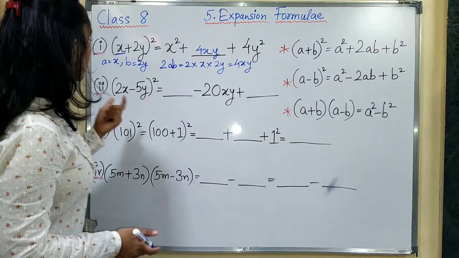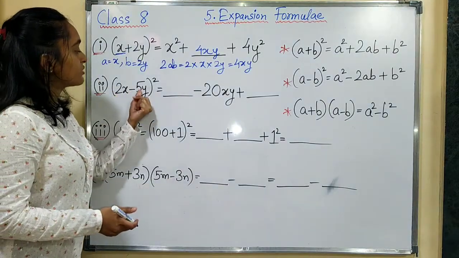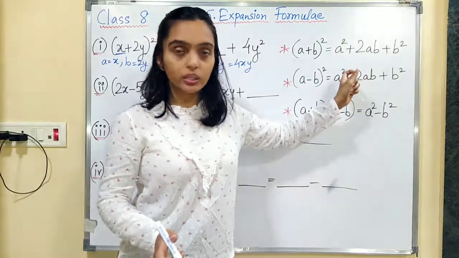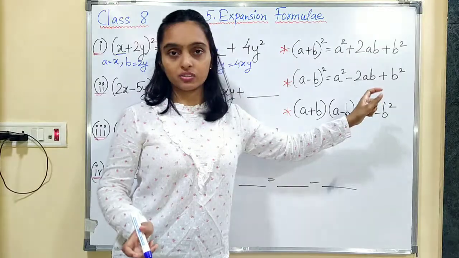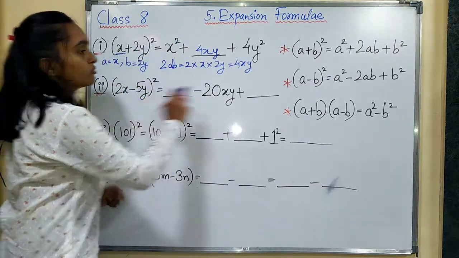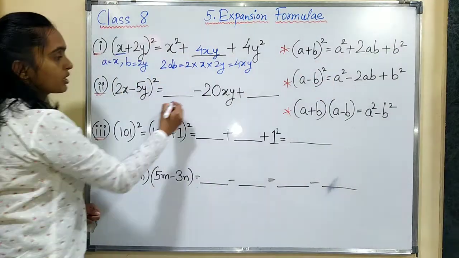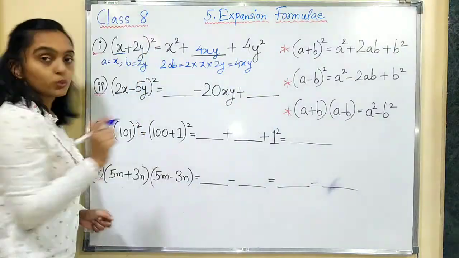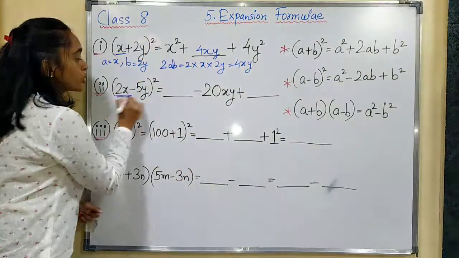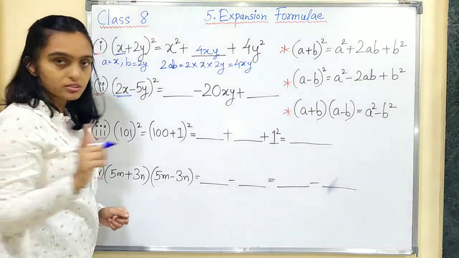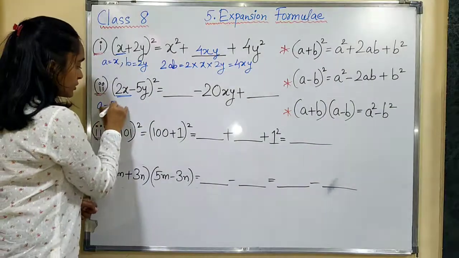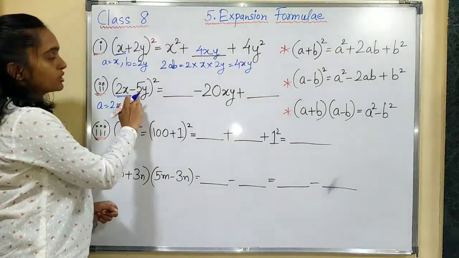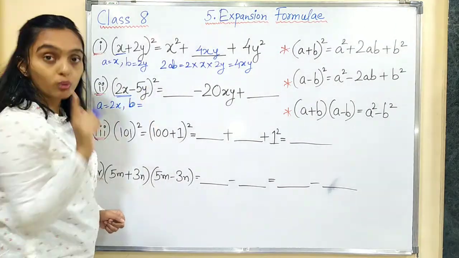Okay. Now the second one is (2x minus 5y) the whole square. This is of the form (a minus b) the whole square, so we will use this expansion. The first term is a square, then minus 2ab plus b square. Here a is your first term, a equals 2x, and b equals 5y. Do not take the sign.